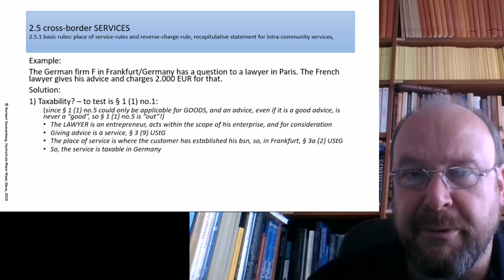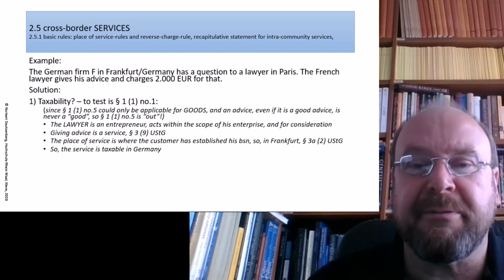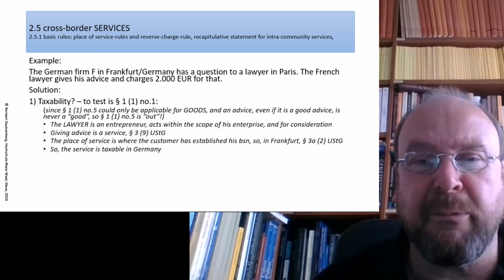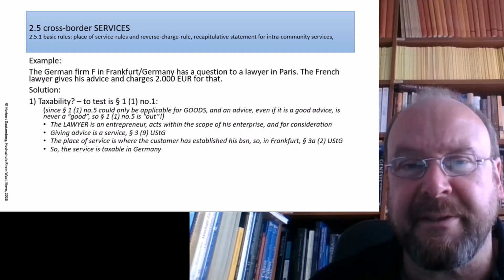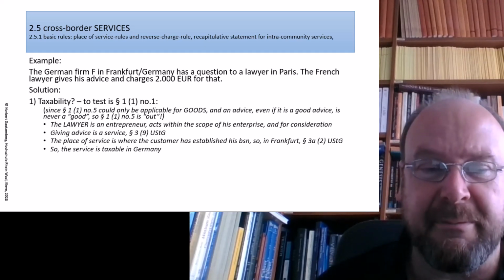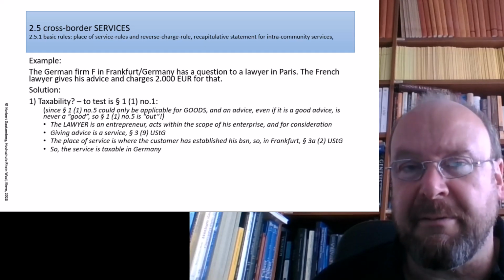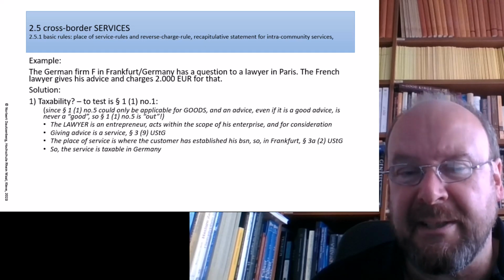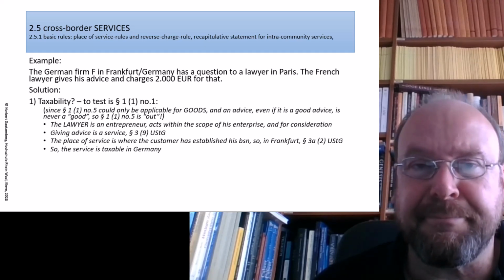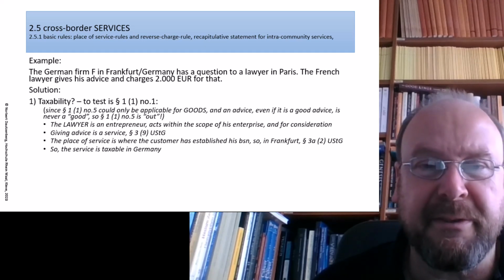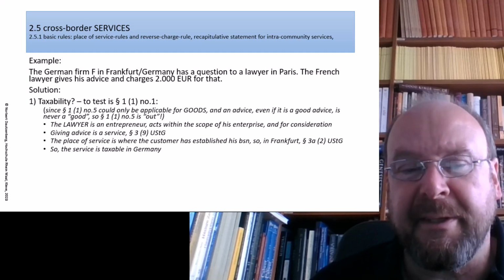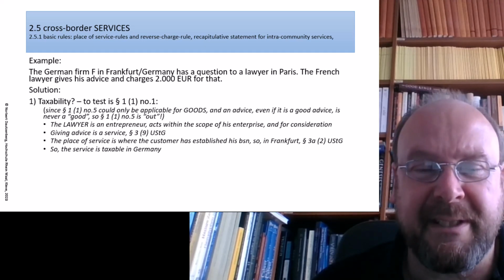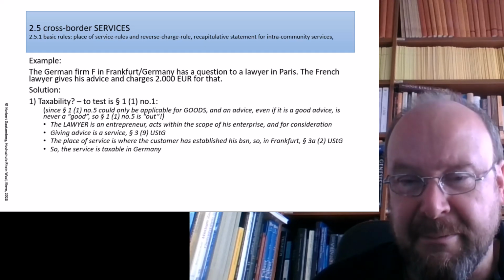Lawyer is an entrepreneur and acts within the scope of his enterprise and for consideration. That's just the usual framework. The first three criteria of this rule are simply fulfilled. Giving advice is a service, 3.9, and the place of service is, because that's just a service between two enterprises, where the customer has established the business. So in Frankfurt, that's in Germany, so the service is taxable in Germany.